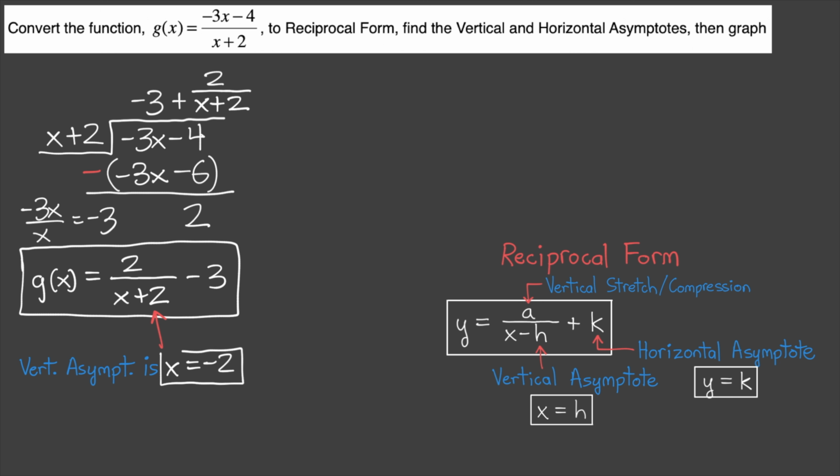Another way of getting that is just to set this bottom here equal to 0. So set x plus 2 equal to 0 and solve for x. And that'll tell you exactly what the vertical asymptote is, which in this case is negative 2.